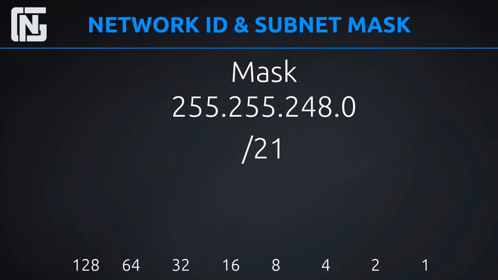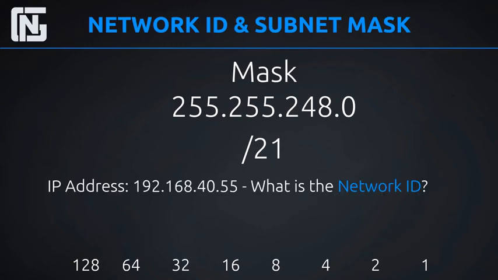All right, so now that we know that, let's go ahead and look at an IP address. Here we have an IP address, 192.168.40.55. So what the heck is a network ID? Well, we're given the mask and we're given the /21. And from that, we can figure out what the actual network ID is.